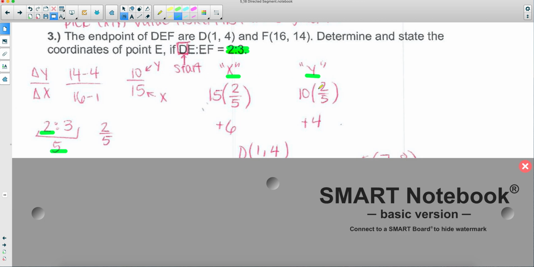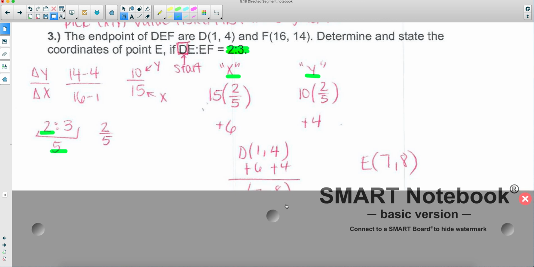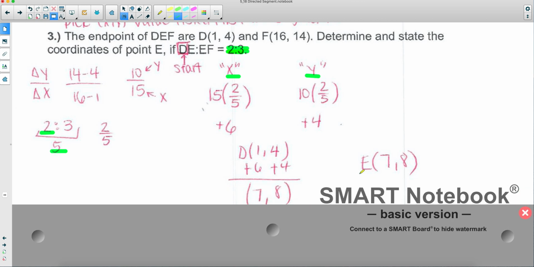The change in y is 10. Same thing, multiplied by 2/5. So 15 times 2 is 30, divided by 5 is 6. 10 times 2 is 20, divided by 5 is 4. Now we're going to start at point D, which is (1, 4). We're going to add 6 to x, add 4 to y. That means 1 plus 6 is 7, 4 plus 4 is 8. So point E should be (7, 8).